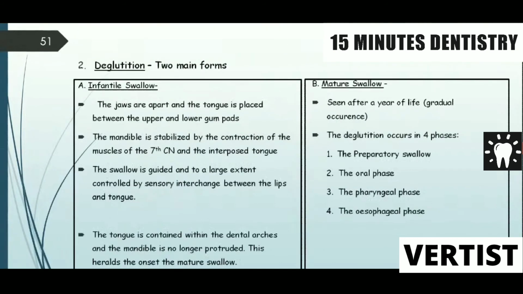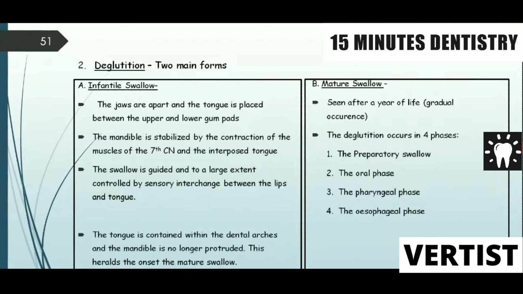Deglutition, there are 2 main forms. Here again, you sometimes get a short note on retained infantile swallow. So if you have to mention what is retained infantile swallow, you should know what is the basic infantile swallow and how it differs from the mature swallow. So in this chart, if you see on the left side, what is infantile swallow? In the infantile swallow, the jaws are apart and the tongue is placed between the upper and the lower gum pads. The mandible is stabilized by the contraction of muscles of the 7th cranial nerve and the interposed tongue. The swallow is to a large extent controlled by sensory interchange between the lips and the tongue.